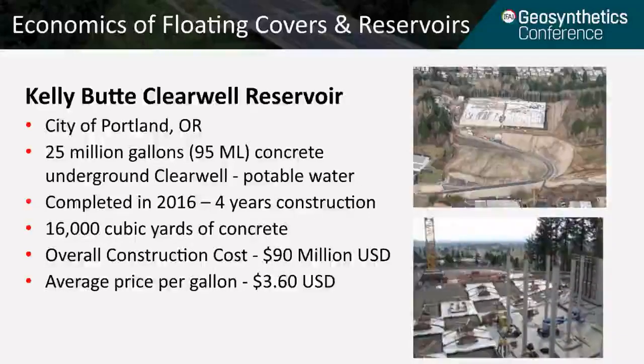In comparison, this is the Kelly Butte Clearwell Reservoir, owned by the City of Portland in Oregon. It's a 25 million gallon, or 95 million liter, concrete underground clearwell potable water storage. It was completed in 2016 after 4 years of construction and included 16,000 cubic yards of concrete. The total overall construction cost was estimated at $90 million US, working out to an average price per gallon of $3.60 US. And that's $3.48 more than the Upper Chiquita Reservoir and floating cover system.